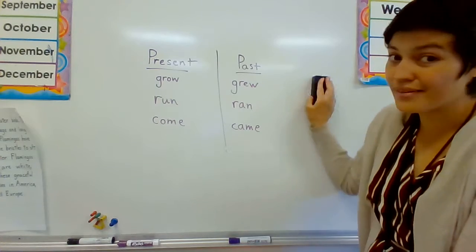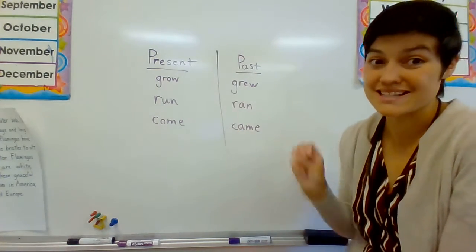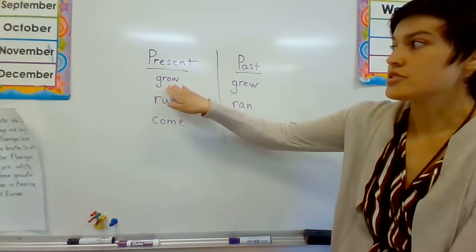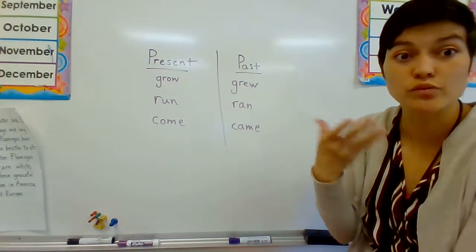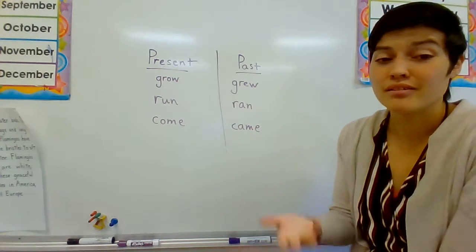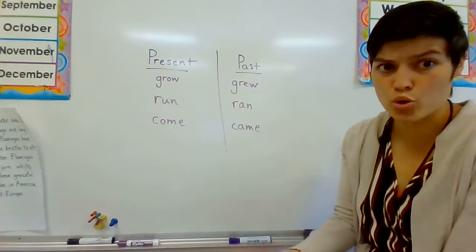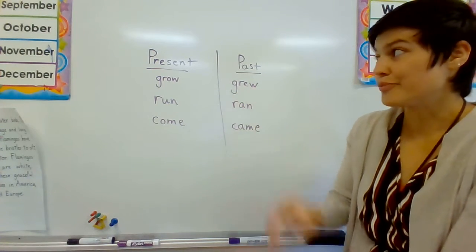We have some verbs that do not follow the rules, and these are examples of those irregular verbs that don't follow the rules. So here's grow, if I want to grow something now, in the present, and if I grew it in the past, I don't add ed because growed isn't a word. Instead, the word changes to grew.